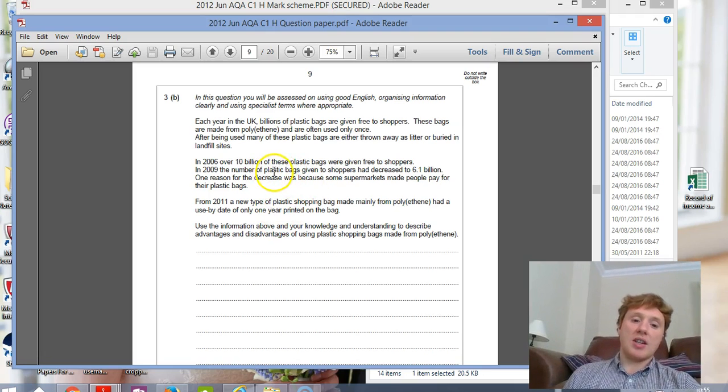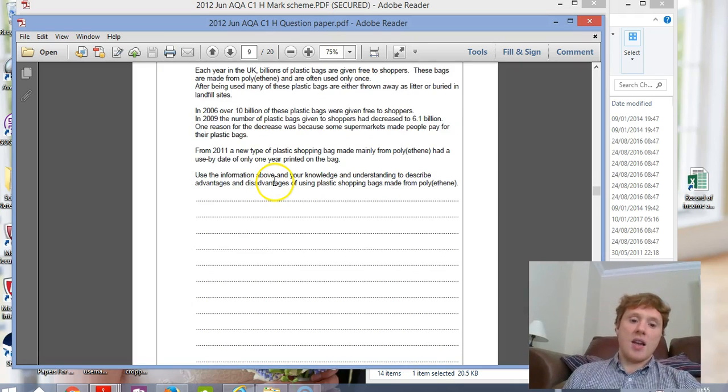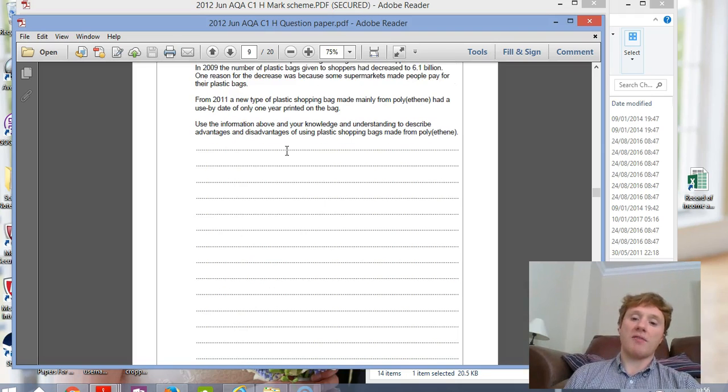10 billion in 2006, over 10 billion were given free to shoppers. In 2009, the plastic bags given to shoppers had decreased to 6.1 billion. One reason was because supermarkets made people pay for their plastic bags. In 2011, a new type of plastic shopping bag made mainly from polyethylene had a use-by date of 1 year. Use information and your knowledge to describe advantages and disadvantages of using plastic bags made from polyethylene.